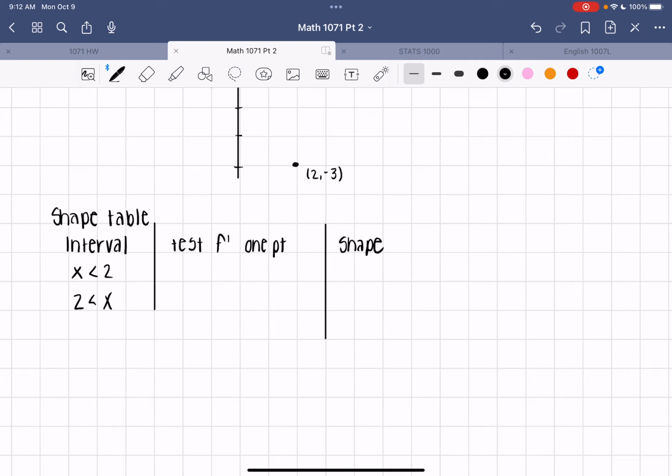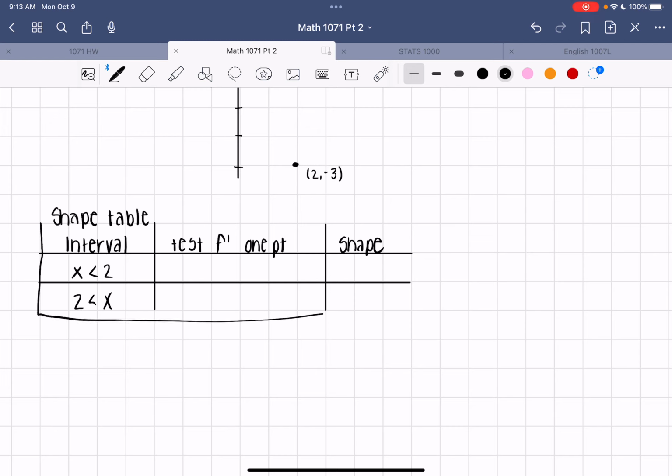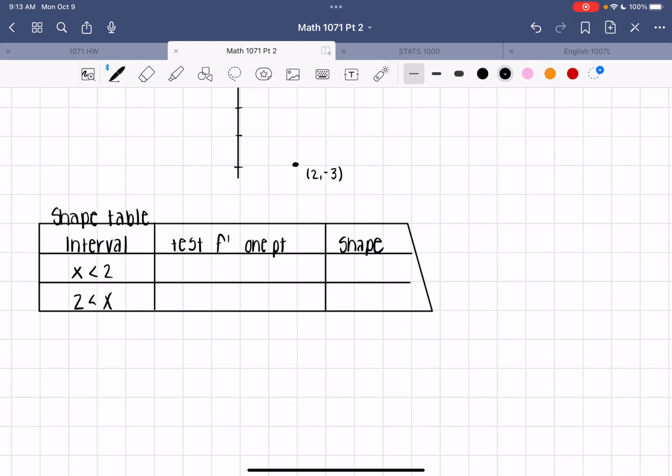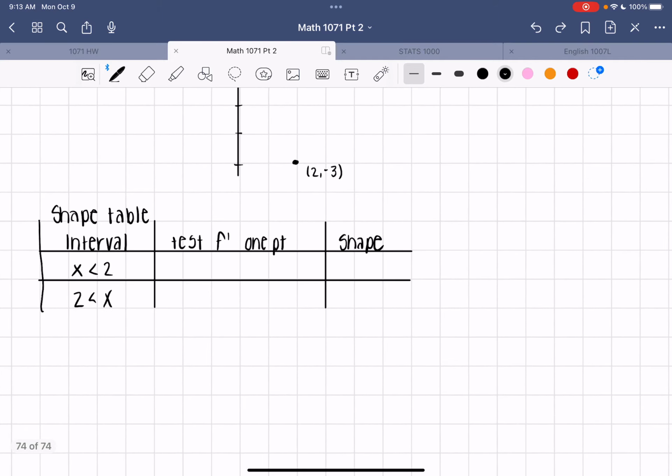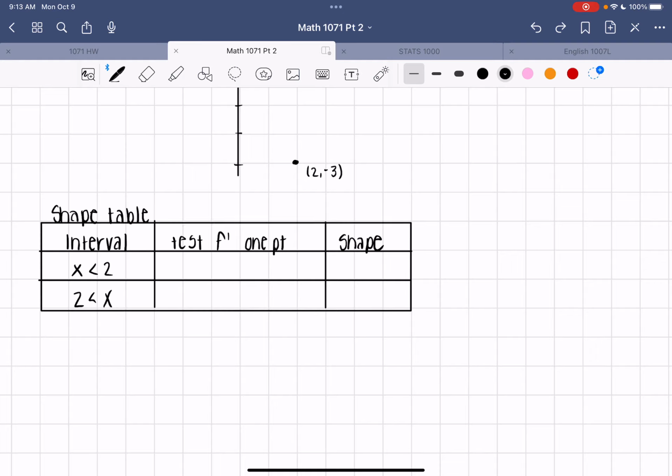Go back and plug it into your first derivative. F prime of 0 is negative 4. It's not the negative 4 that's important, it's the negativity. The fact that it's negative means the shape is decreasing. And now how about F prime of 3? Test 1 point in that interval. 2 times 3 minus 4. That's 6 minus 4 is 2. It's not the 2 that's important, it's the positivity.